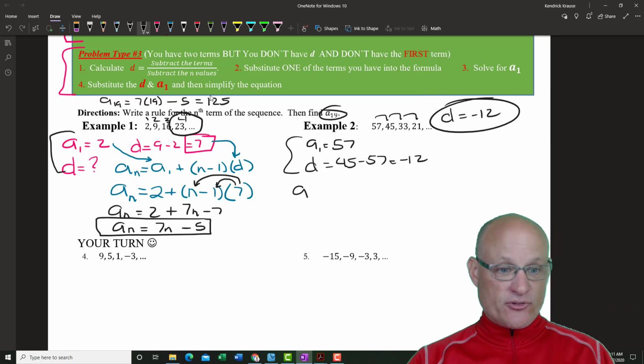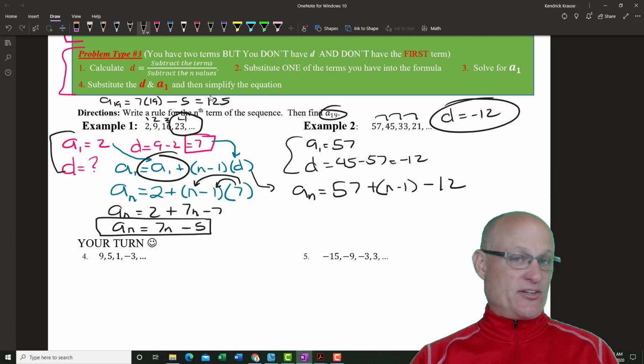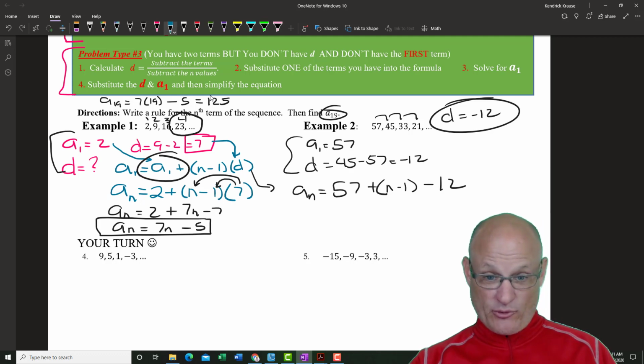I'm gonna use the same formula, but you guys see where they go. A sub n equals the first term, which is 57. That's the first thing I'm putting in. Plus n minus 1 times. Now watch what would happen if you didn't use parentheses here. Minus 12. Does that look like it's multiplying by negative 12, or does it look like we're subtracting 12? You all would agree with me, I hope, that it looks like we're subtracting 12.